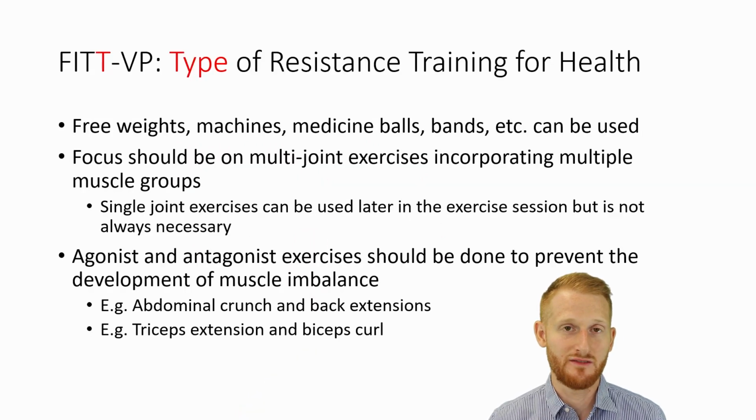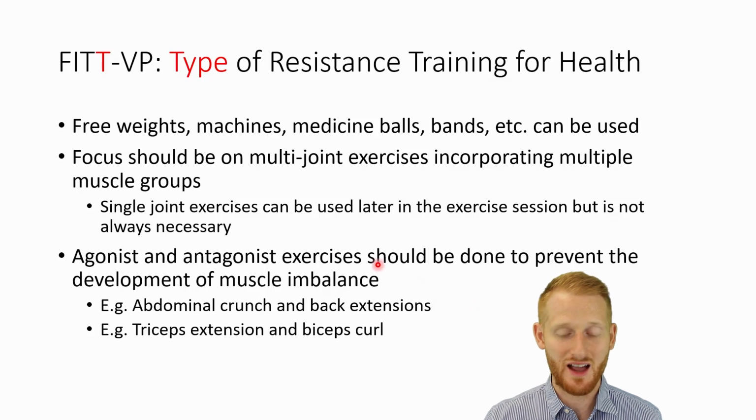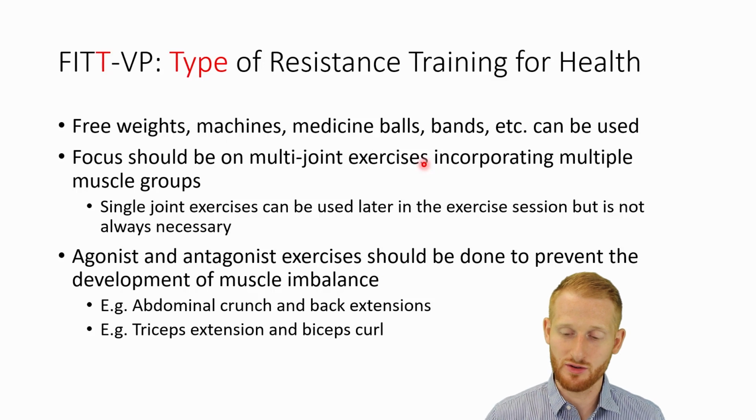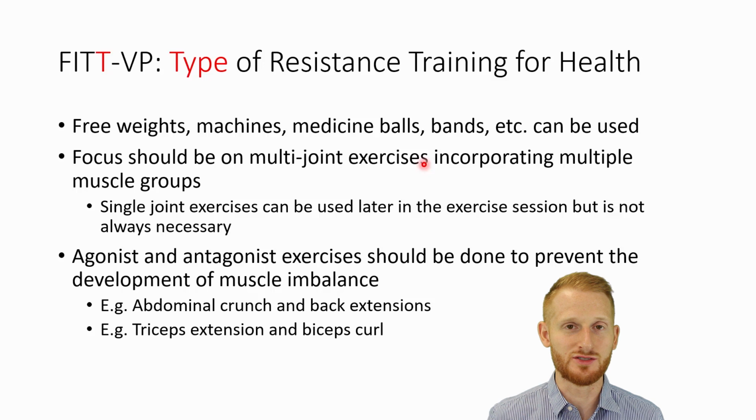The second T in the FITT-VP principle stands for type. So the type of resistance training used. People should use a variety of equipment if they have access to it. So free weights, machine weights, medicine balls, bands, whatever. All right, so use a lot of different things. Variety is good. It's going to provide different training stimuli, which keeps the body adapting. It also decreases boredom so that the individual is more likely to stick with it and keep coming back to you, which is good for you because then you keep getting that financial benefit of having a client. So it's good for them because they keep exercising. It's good for you because you keep your client.